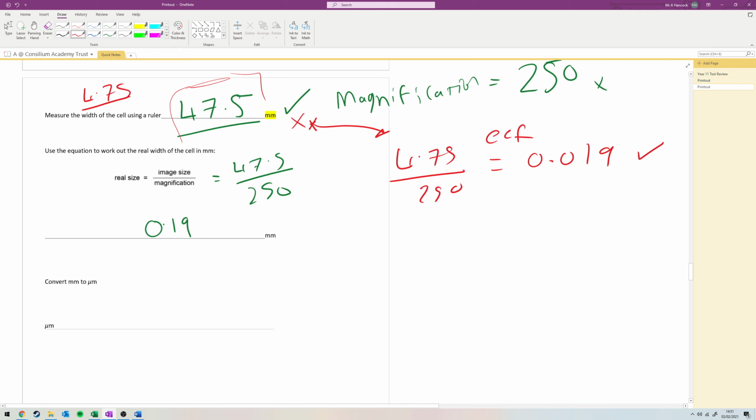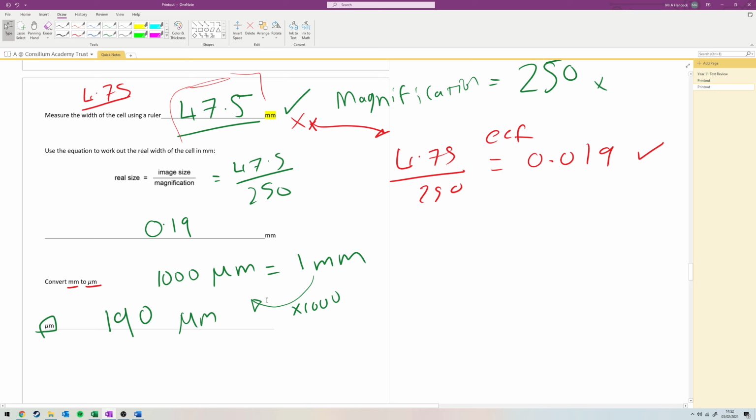Now, to convert millimeters to micrometers. The whole reason that we do this in millimeters is because it makes the conversion to micrometers very easy. There are 1,000 micrometers in 1 millimeter. So if I've got to get from millimeters to micrometers, what do I have to do? I have to times by 1,000. So my answer times 1,000 should be 190 micrometers. They've given you the unit there, but it printed weird, so I'd write it again there. So that is your answer. This cell is 190 micrometers in length.